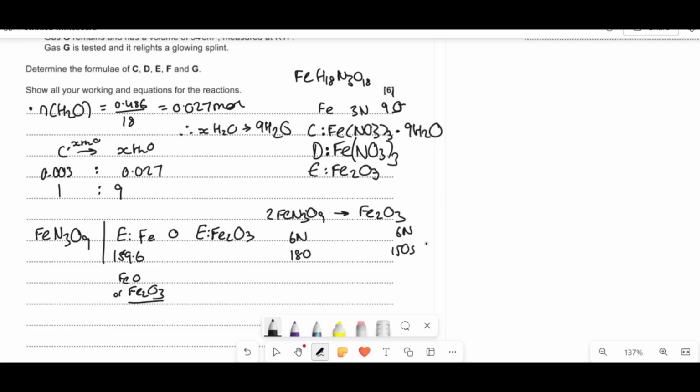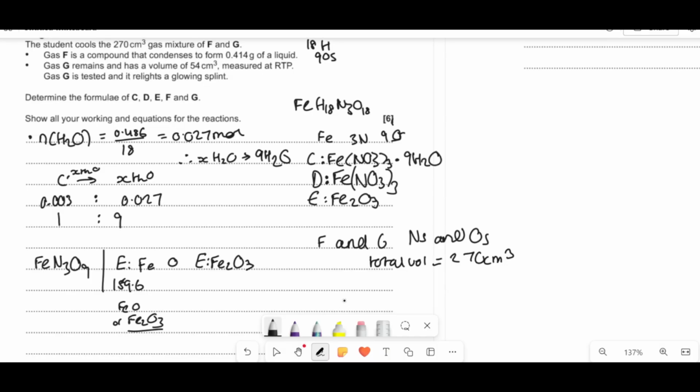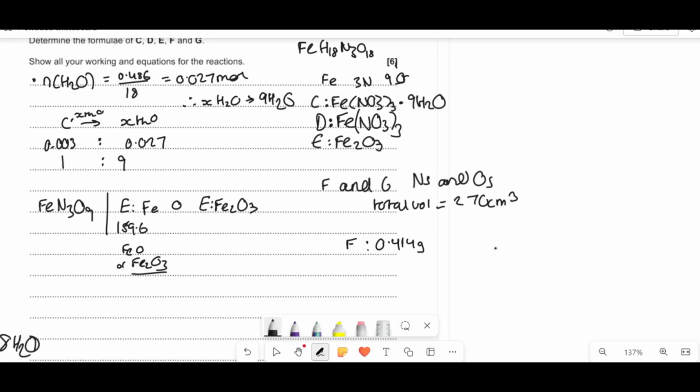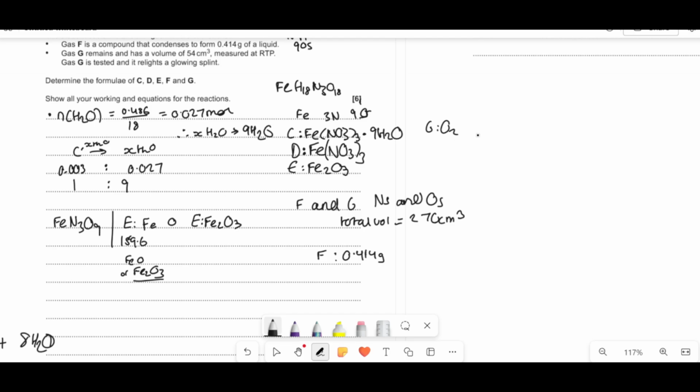So we need to figure out what's been made as well, right? Total volume of F and G is this, right? Now, they've told you that this F eventually condenses to give you 0.414 grams, fine. And G stays as a gas, but it relights a splint. So at least we now know that G has to be O2, right? We know that G is O2, and we also know that it has a volume of 54 cm3. And this is at room temperature, so we can work out the moles of G by doing its volume over 24,000, which is 54 divided by 24,000. If we do that, we get 2.25 times 10 to the minus 3 moles, right?